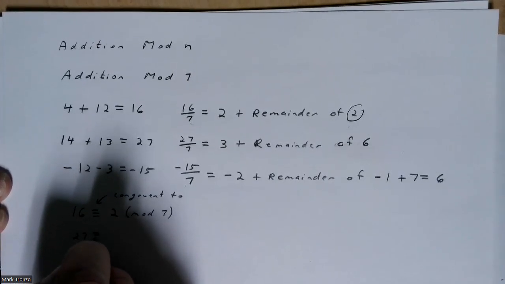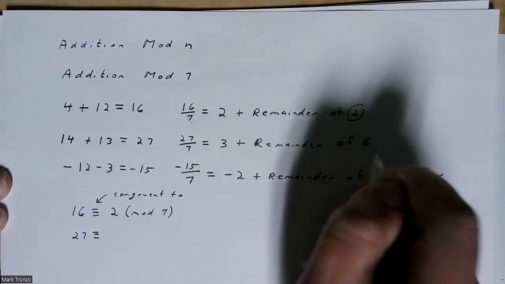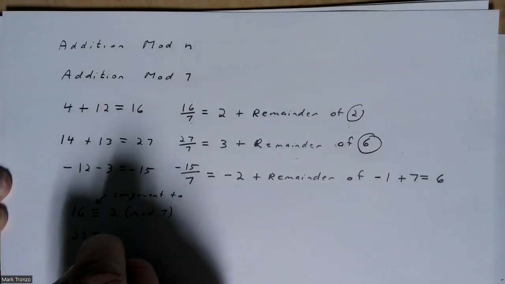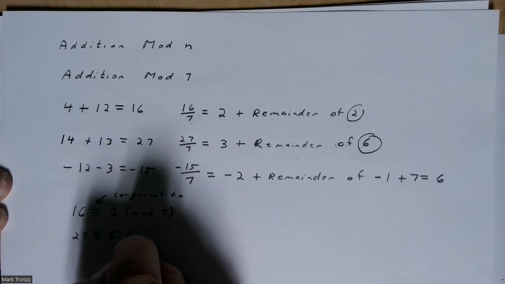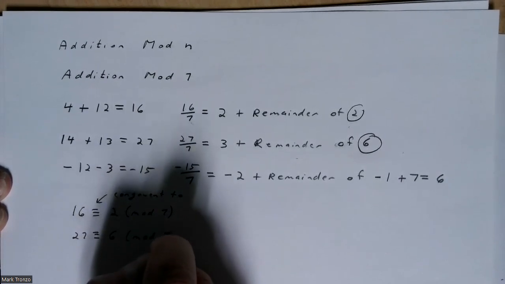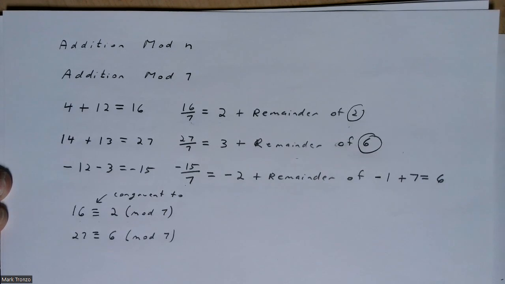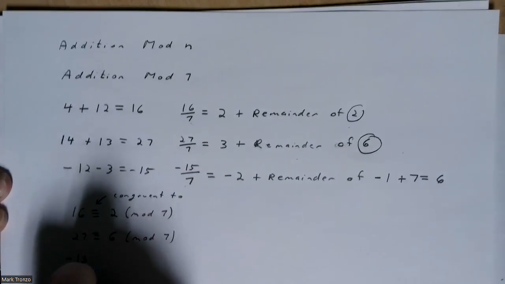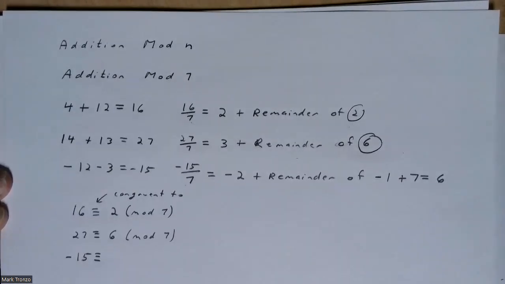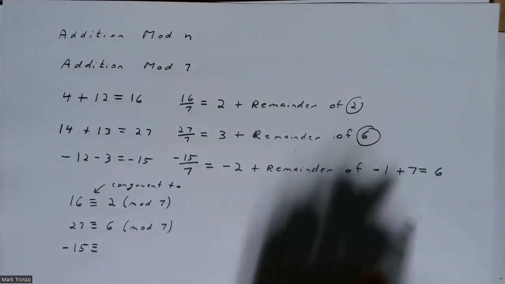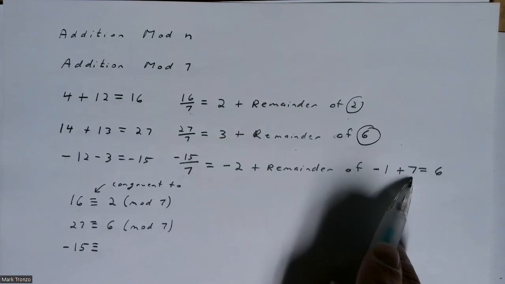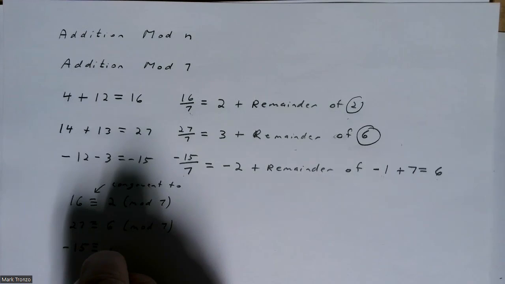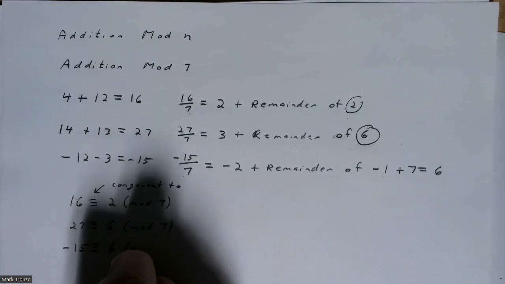Over here for 27, we found 3 plus 6. Once again, focusing on this remainder, this is 6 mod 7. And then for negative 15, that is congruent to, like I said, when we do this, you have to add the 7 for negative numbers, and that's going to be equal to 6 mod 7.